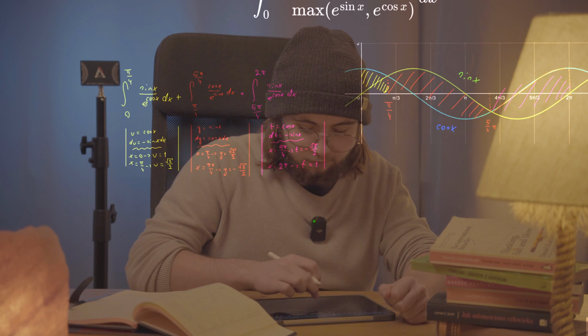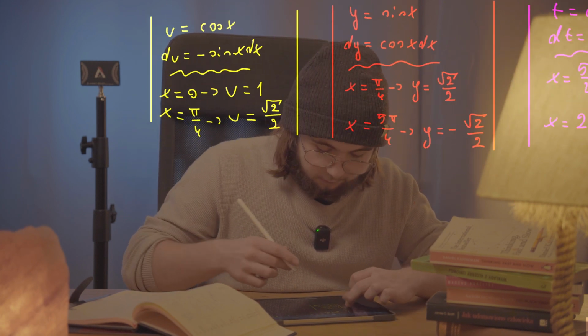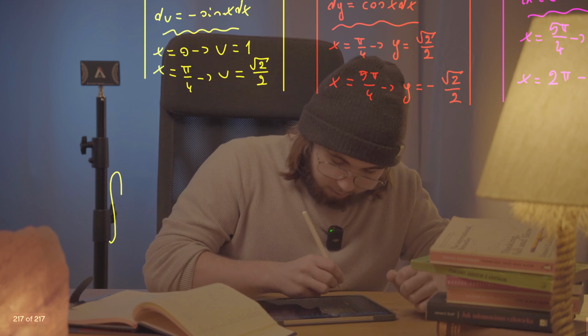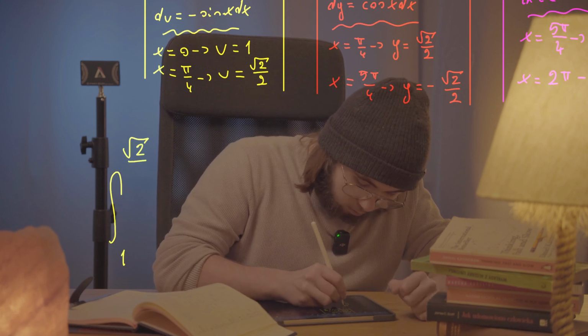And so now I can just rewrite this sum of integrals, first of all, the yellow integral, that is between 1 and the square root of 2 over 2.